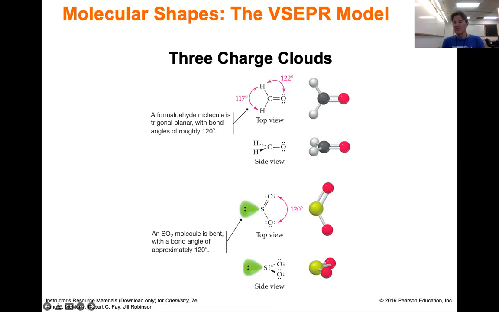You can also have three charge clouds where they're not all bonds. Some of them are lone pairs. If you look at sulfur dioxide, it has a sulfur hooked on to two oxygens and then a lone pair. The angles still want to be about 120, but we're going to call it bent instead of trigonal planar, because that lone pair helps describe the geometry, but it isn't part of the geometry. You don't tell where electrons are when you give the name of a structure shape.